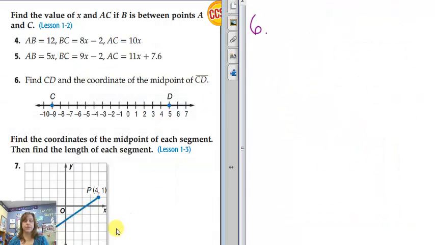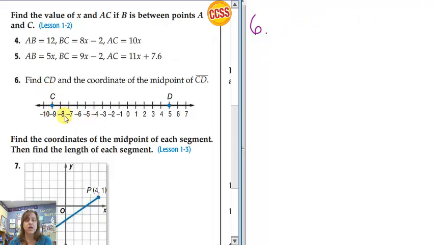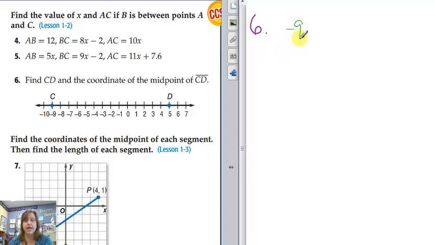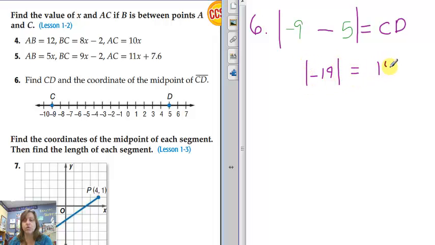All right, moving on. Number 6. Find the distance from C to D and the coordinate of the midpoint of segment CD. The distance first. You'll remember the distance means we're going to take the two coordinates, which are in this case -9 and 5. We want to find their difference and absolute value that. So I'm going to subtract those, -9 minus 5, and wrap it in absolute value and calculate for that distance from C to D. And so -9 minus 5 gives me a -14. In absolute value, that's 14. The distance from C to D is 14.